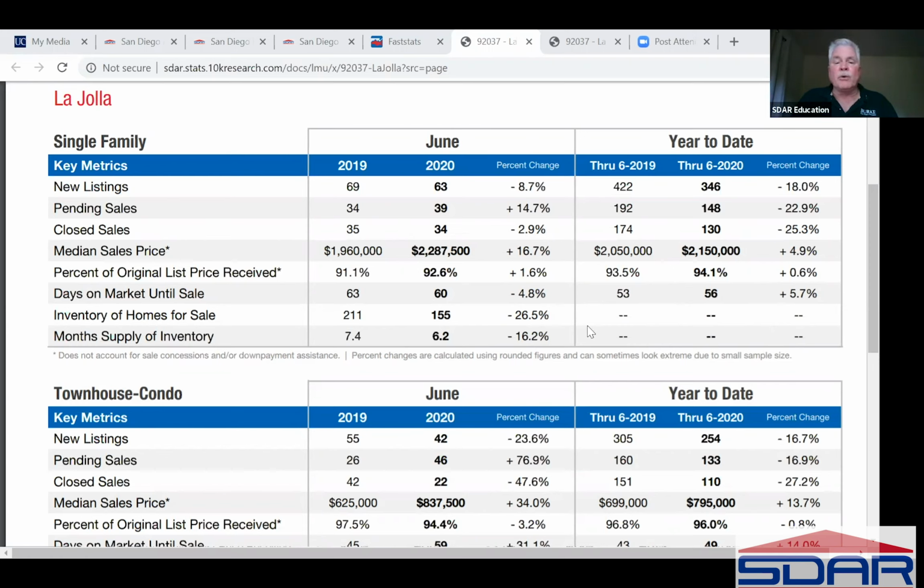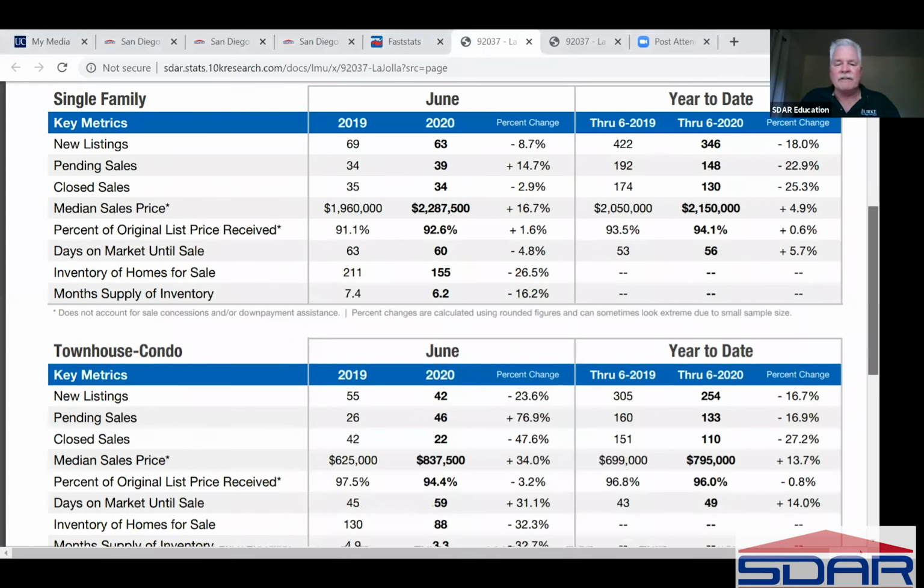Okay, inventory of homes for sale: last June we had 211. This June we have 155, so we're down roughly a quarter. And then again, another very important piece of information: my month supply of inventory last year in June was 7.4 months. This year it's 6.2. So in other words, if we stop taking listings, we're going to be out of property in 6.2 months. That's an important number to know. That's actually kind of a scary number to know because we need to have inventory, all right?